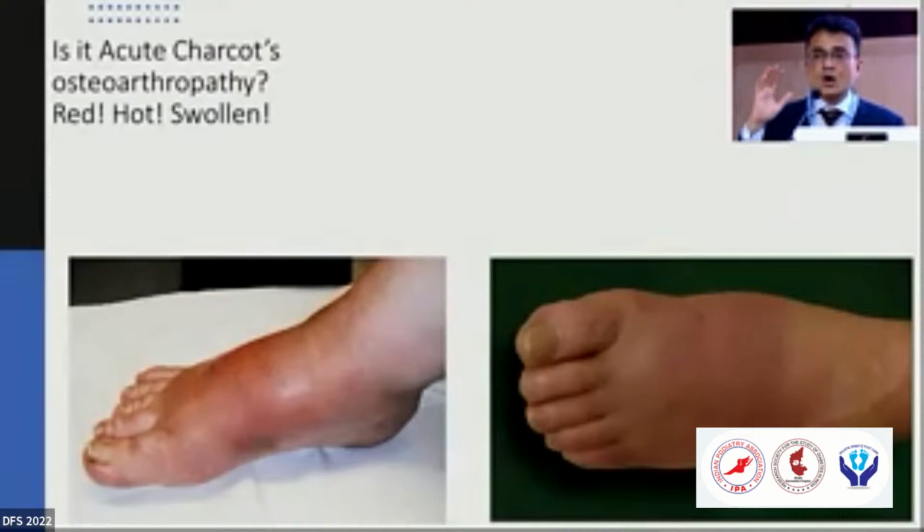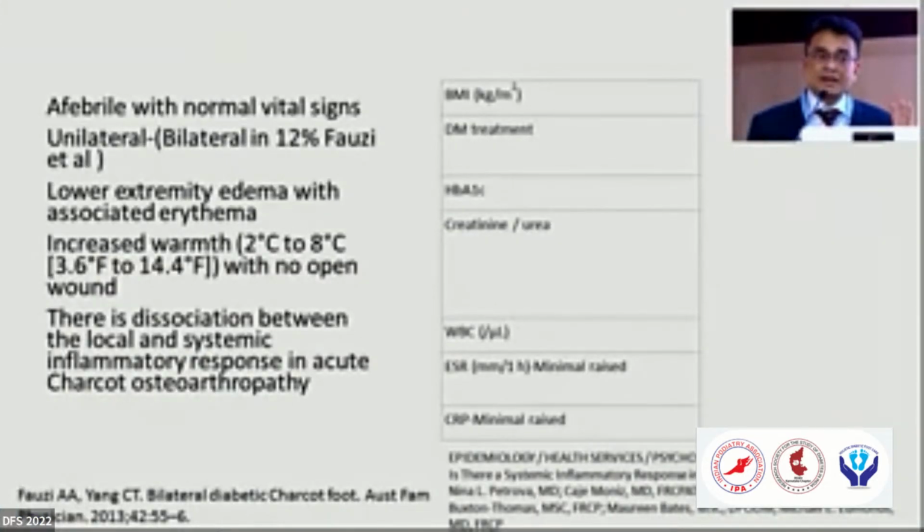But trust me, by common consensus, if you see an afebrile patient with normal vital signs, presenting with a unilateral swelling which is hot, red, and swollen, by and large, this is a diabetic Charcot, but it can be bilateral in about 12% of patients, according to Fozzi et al. But what's rather interesting is there is a definitive dissociation between the systemic presentation and the patient's local inflammatory response. So once you see this patient, the commonest thing we need to do is the temperature check, and try to lift the limb for a few minutes and see whether the redness settles down. Majority of the time, the redness settles down. Now you have a suspicion of this patient having a diabetic Charcot.